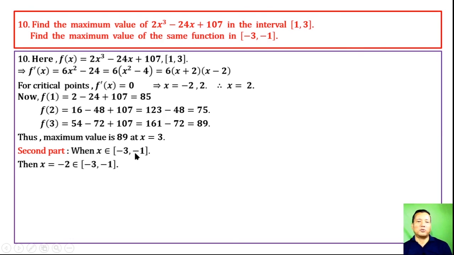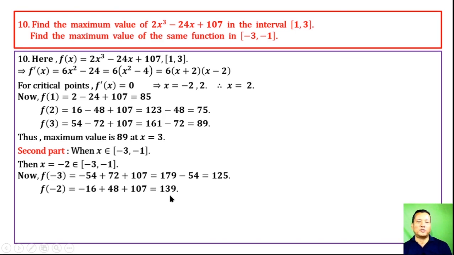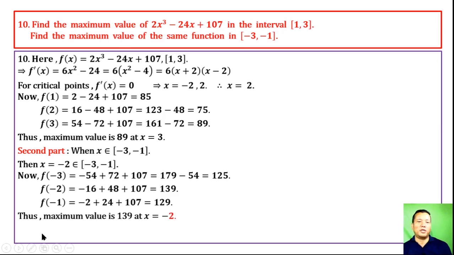Then x belongs to the closed interval minus 3, minus 1, and the critical value is minus 2. Now f of minus 3 is 125, f of minus 2 is 139, f of minus 1 is 129. Thus maximum value is 139 at x equal to minus 2.